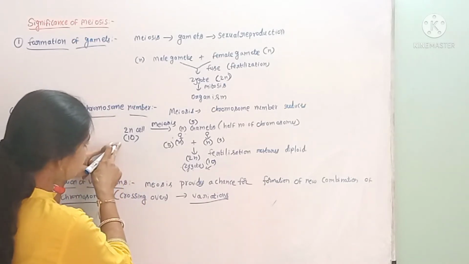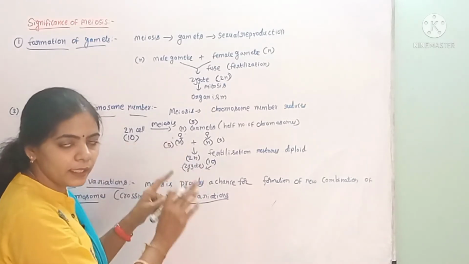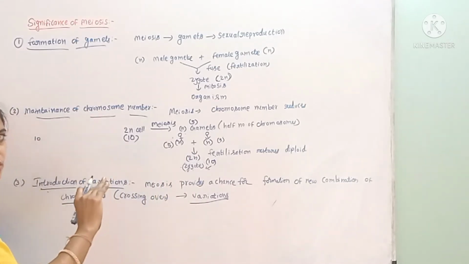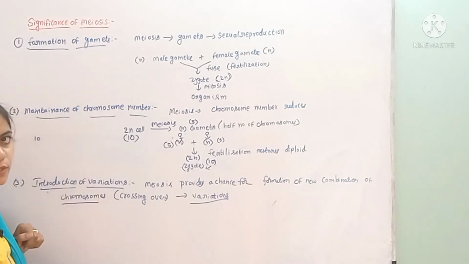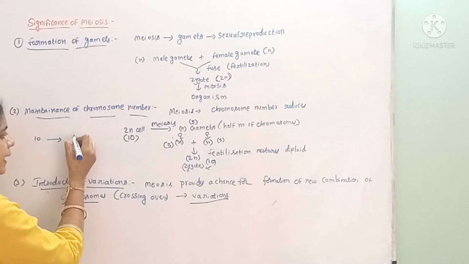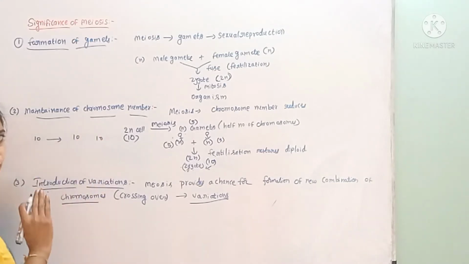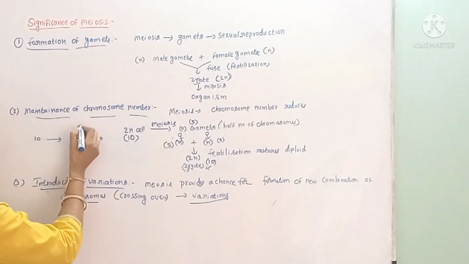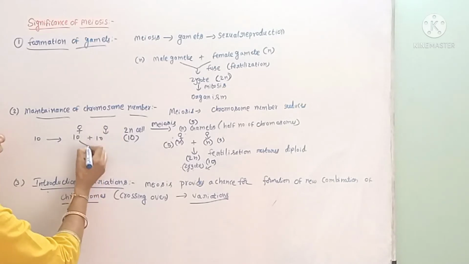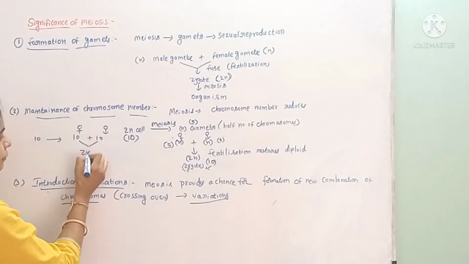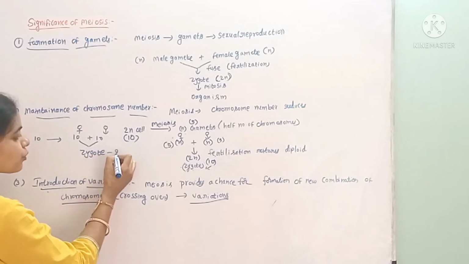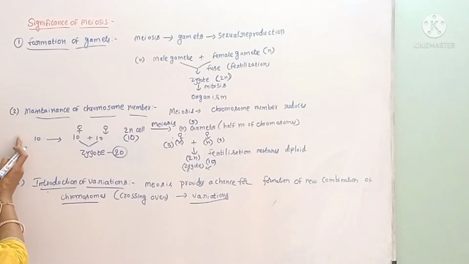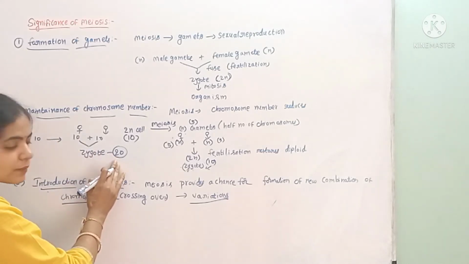That is, the same number of chromosomes is maintained. Suppose there is no meiosis, no reduction in the number of chromosomes, and the gametes also carry the same number of chromosomes, 10 chromosomes. Then what will happen? If the male and female gametes fuse, what is the resulting one? A zygote, right? So 10 plus 10 gives rise to 20 chromosomes in the next generation. In one generation it has 10 chromosomes, and in the next generation it is doubled to 20.